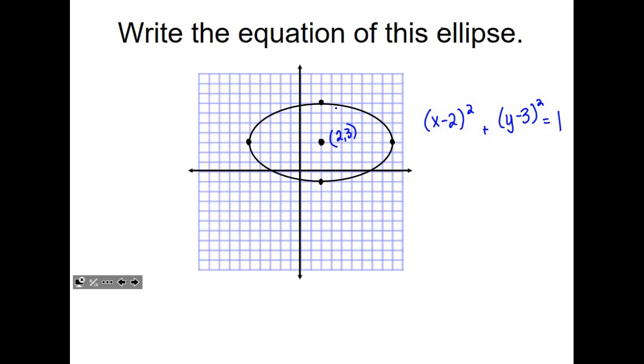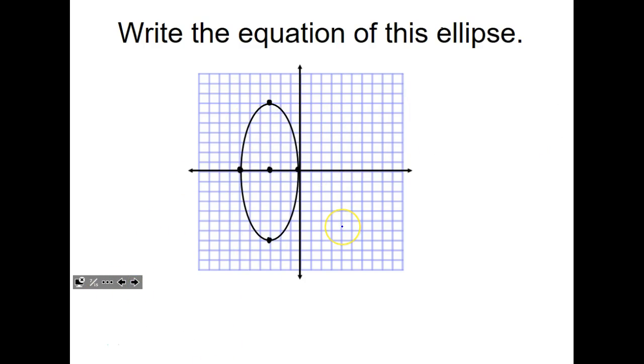And then the distance horizontally from the center to the vertex is going to be 1, 2, 3, 4, 5, 6, 7. So underneath our x, we're going to put 7 squared, which is 49. And then vertically, the distance from our center to our vertex is 1, 2, 3, 4. So 4 squared is 16. So we'll put that underneath our y part. And this would be our equation of the ellipse.